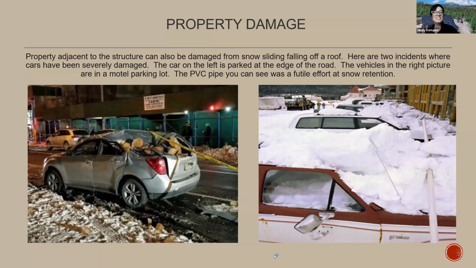Property adjacent to the structure can also be damaged from sliding snow coming off of the roof. The photo on the left, this is in New York City, and the photo on the right, I believe, is in Montana. But these photos just show that the snow can come off and hit vehicles. And I know the man on the left with that Equinox, he was not in the car at that moment, and it was a multi-story building. The ice came off in chunks. I'm sure he was very thankful he was not in there, but probably not so much fun dealing with insurance and all of things with his vehicle.